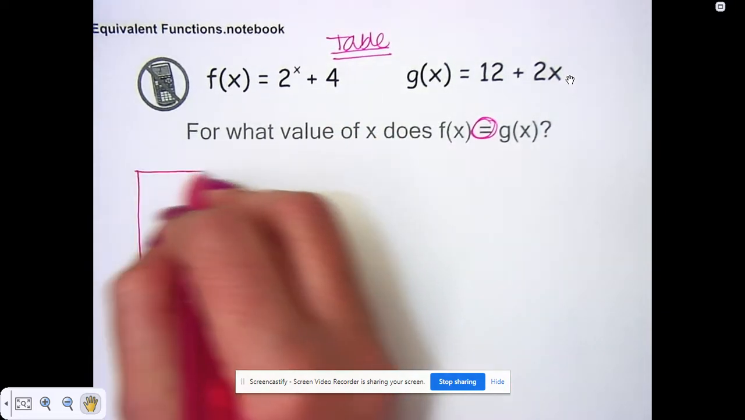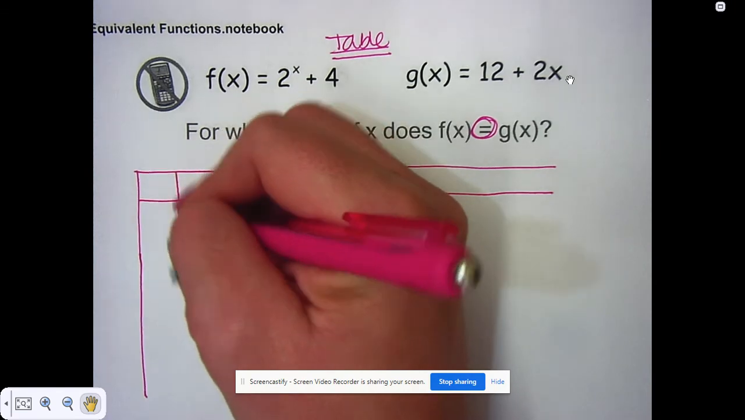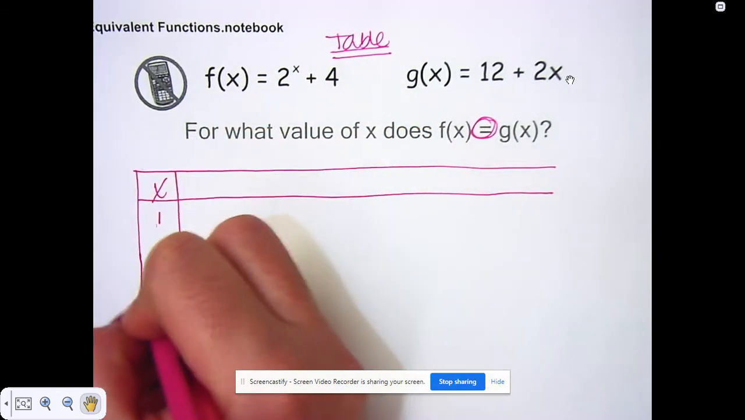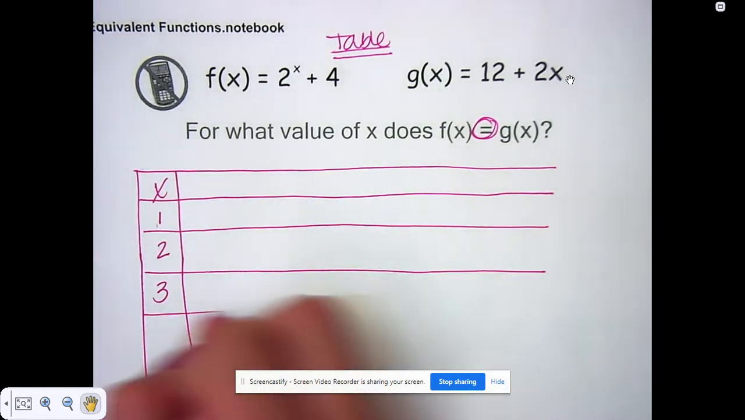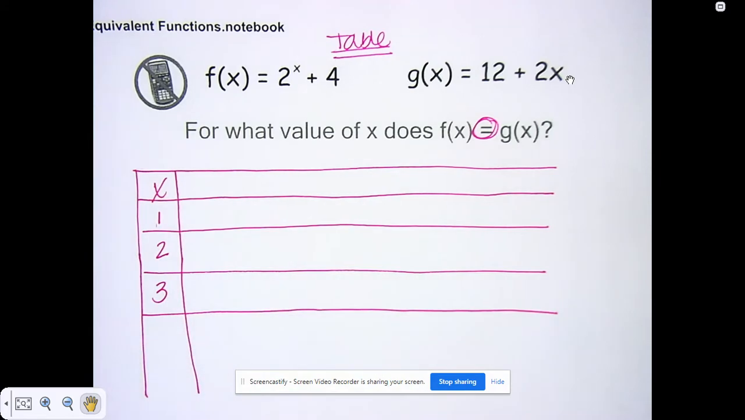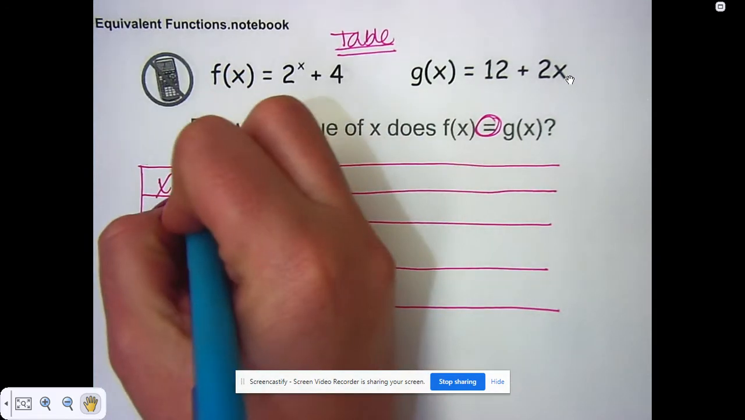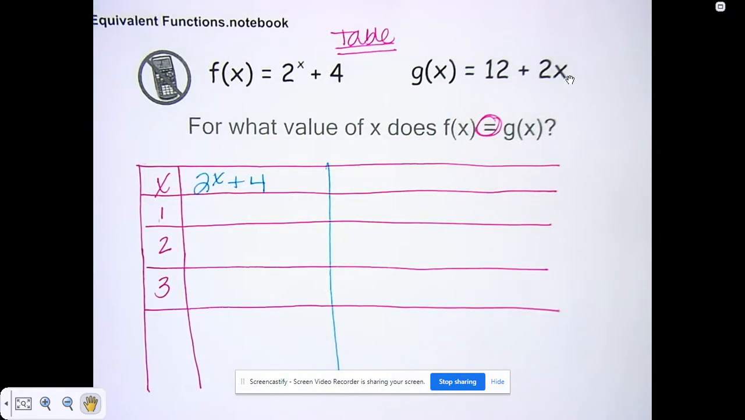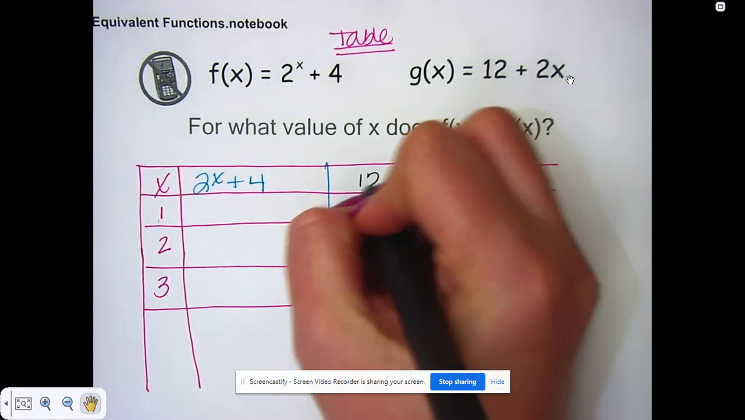Now, it's up to you how you do your table. But we're always going to start with the numbers 1, 2, and 3. I always do all of those 1, 2, and 3. And then if I don't have my answer by the time I get to 3, I will keep going. All right, so we have two functions here. We have 2 to the x plus 4, and we have 12 plus 2x.